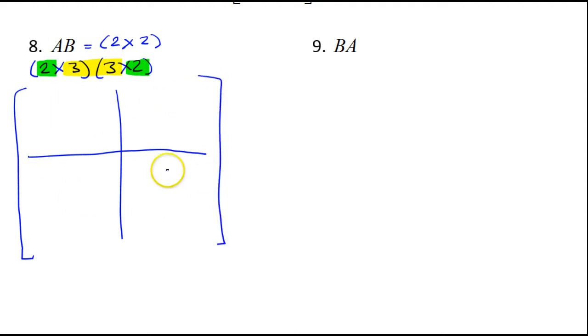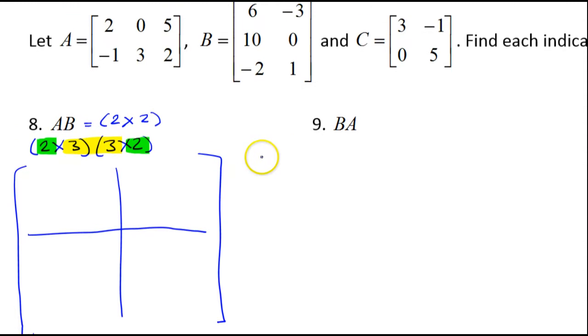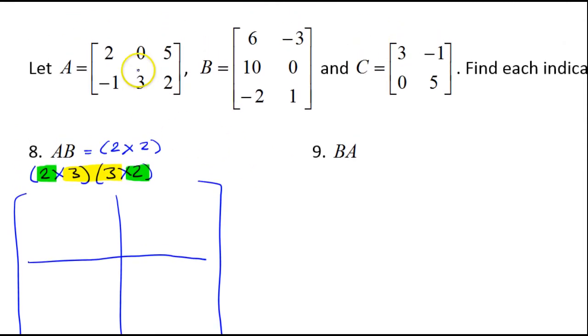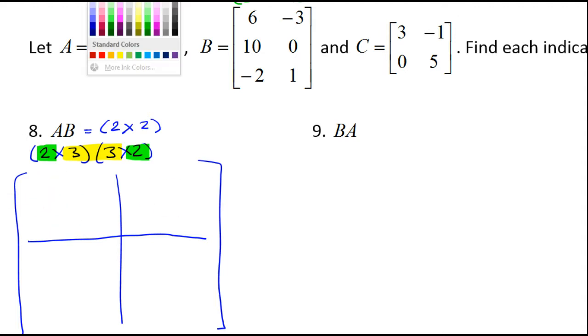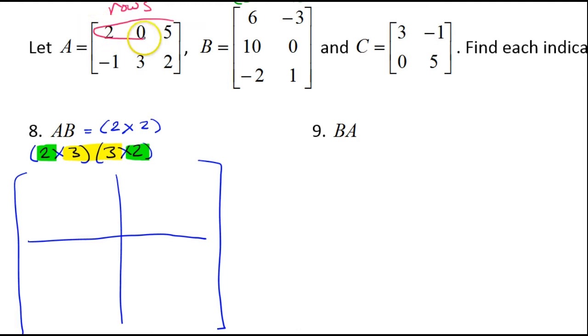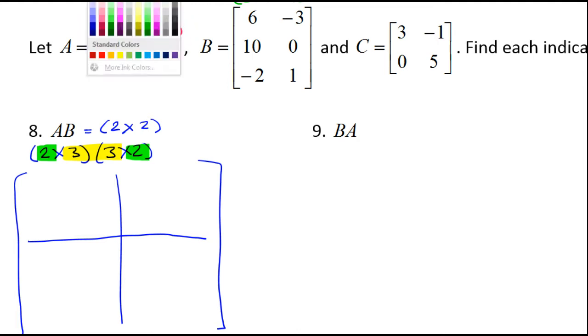Now, to find each of the 4 entries, I'm going to be multiplying rows and columns. And the way it works is you multiply rows from the first matrix times columns of the second matrix. So all my rows will come from here and my columns will come from here. So if I want to find the entry in row 1, column 1, then I am going to multiply row 1 by column 1.